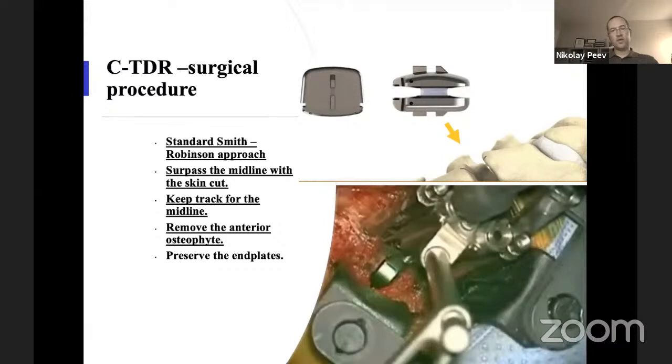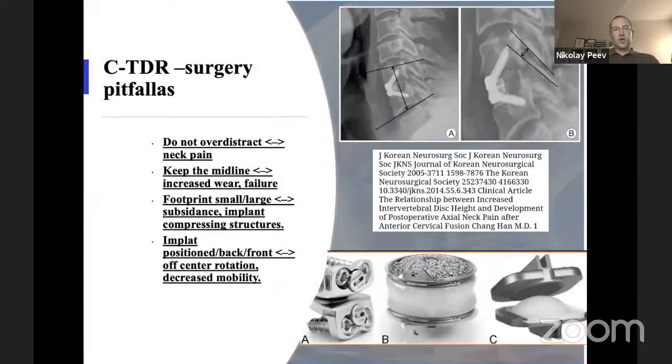And when you're cleaning the end plates, you have to clean them well, but you should try not to breach or break the end plates, because if that happens, then obviously you will be at risk of ossification there. So, some pitfalls: do not over distract. This was emphasized already. If you over distract, you may have significant postoperative pain.